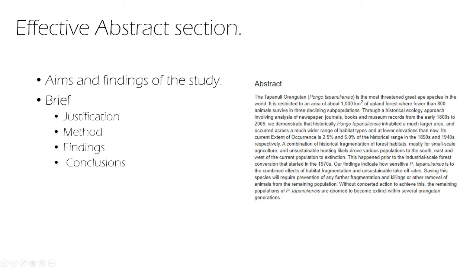In the abstract, we should outline the aims and findings of the study. Quite often, it has the justification, the method, the findings, and the conclusions. This is a potted version of the entire article here. Quite often you can read this and it will basically give you an idea whether or not that paper is linked to what you're trying to research.